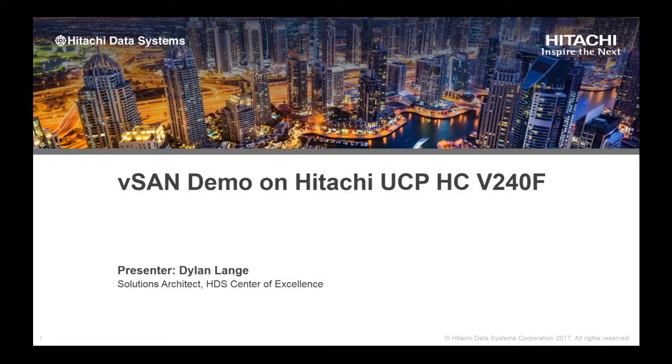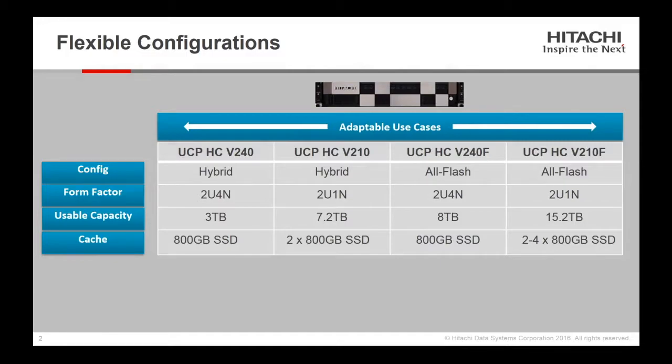My name is Dylan Langer, and today I'm going to give you a quick VSAN demo on our Hitachi UCP HC-V240F. This is one of our VSAN options. This is what our portfolio looks like at the moment. Keep a lookout for new developments, but today we have two different form factors. We've got a V240, which is our 2U 4-node in hybrid and all flash, and then we've got a V210, which is a 2U single node, giving you more capacity again in a 2U form factor. Today we're going to look at our V240F, which is our all flash option.